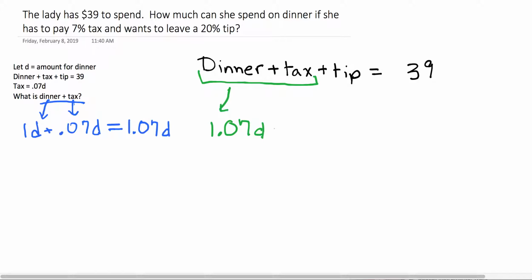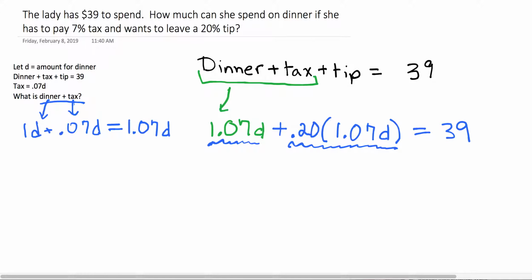Then we want to leave a tip. And the problem is very clear that the tip she wants to leave is 20% of both the dinner and the tax. And the dinner plus the tax, that's 1.07D. And that is what's supposed to be equal to $39. So we've got the dinner and the tax, this amount, plus the tip. The tip is 20% of her dinner plus tax.